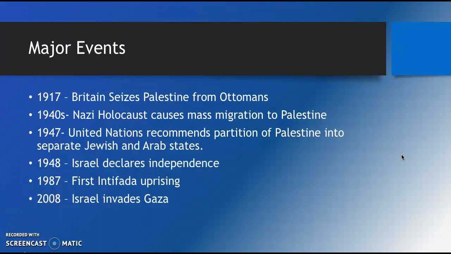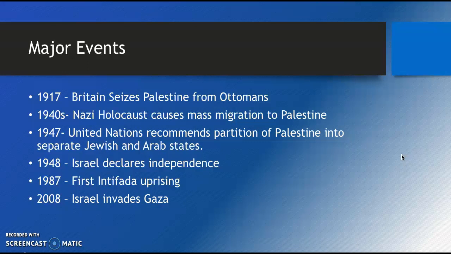Some major events of Israel's history. In 1917, Britain seizes Palestine from the Ottoman Empire. Now, Israel wasn't always Israel. It now resides in an area that used to be known as Palestine, and that was a part of the Ottoman Empire, which was a Muslim empire. That'll be important to know for later.